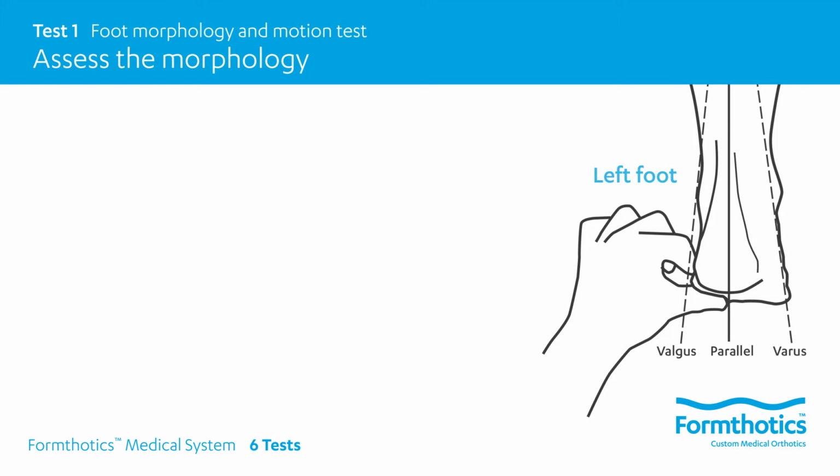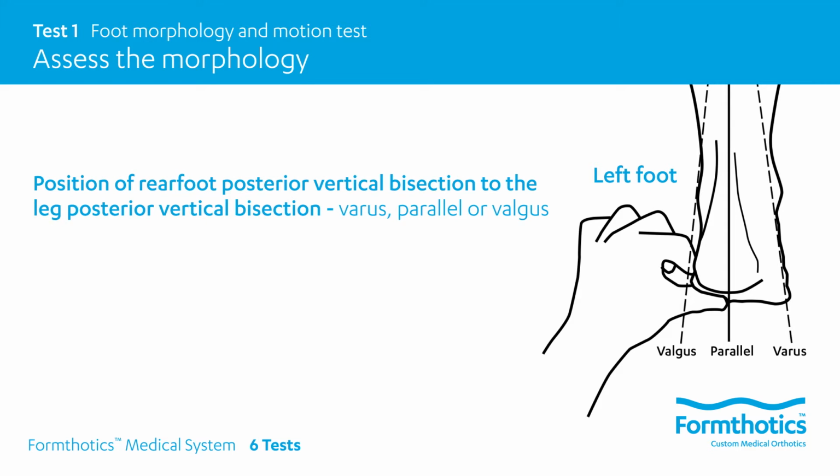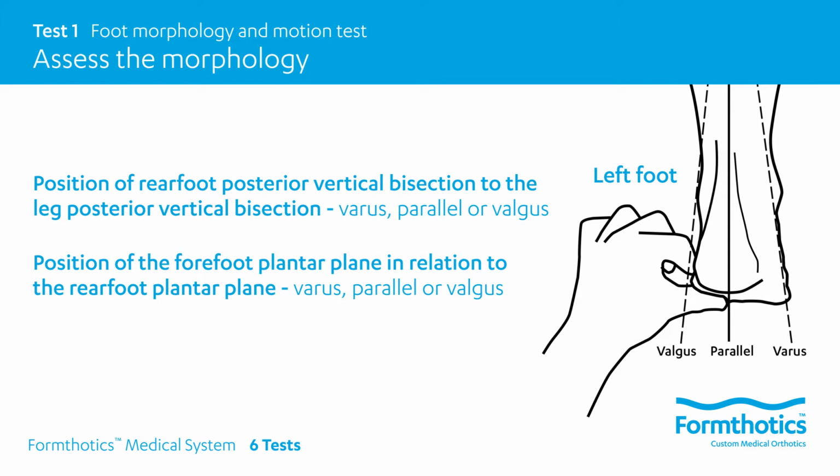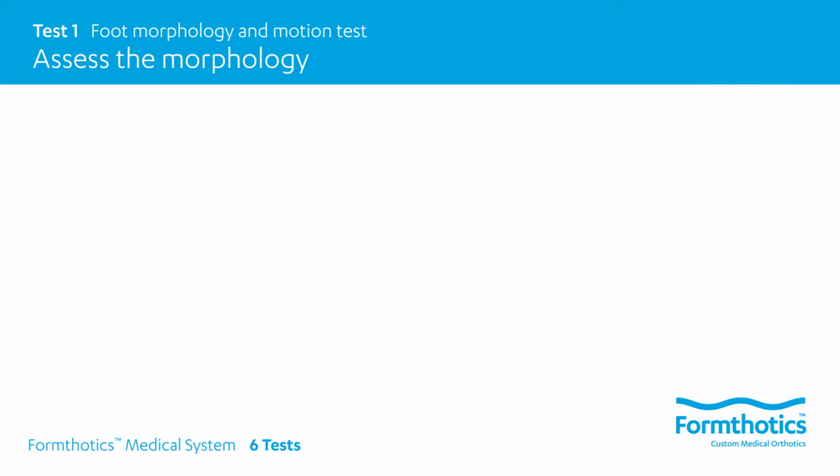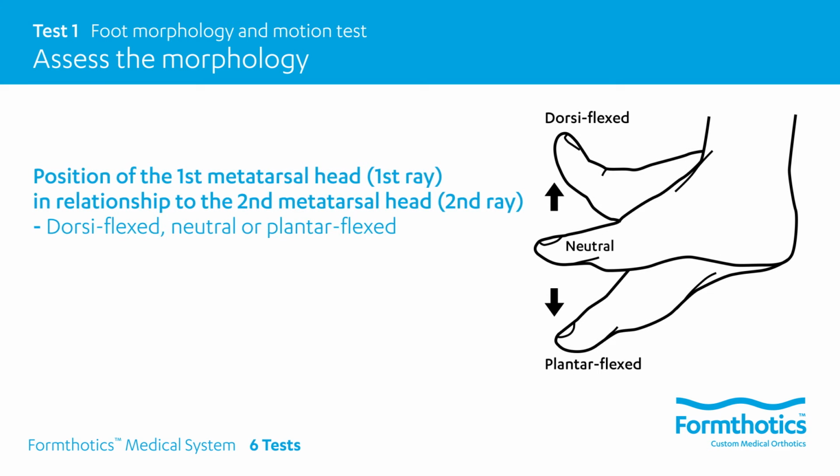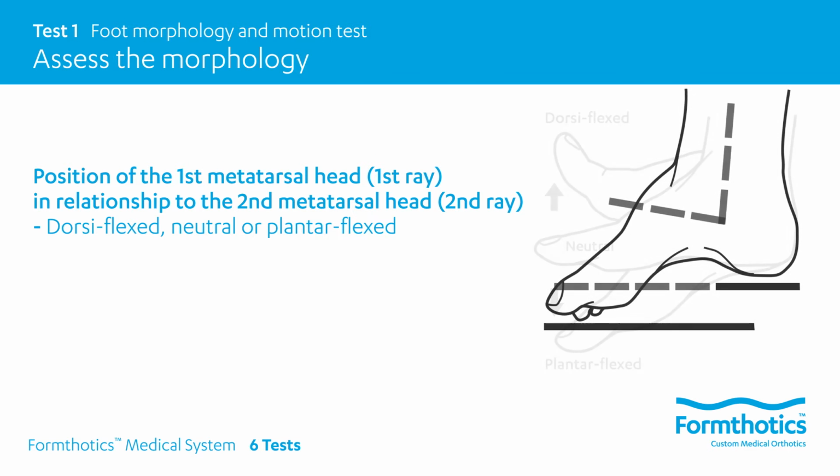When the foot is stabilized in this way, assess the morphology. What is the position of the rear foot posterior vertical bisection to the leg posterior vertical bisection? Varus, parallel, or valgus? What is the position of the forefoot plantar plane in relation to the rear foot plantar plane? Varus, parallel, or valgus? What is the position of the first metatarsal head, first ray, in relationship to the second metatarsal head, second ray? Dorsiflexed, neutral, or plantar flexed? Is there a forefoot equinus?